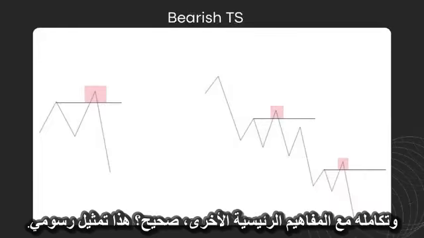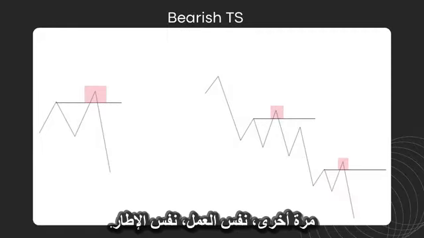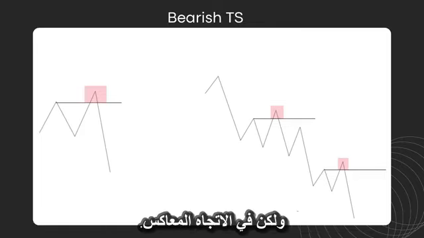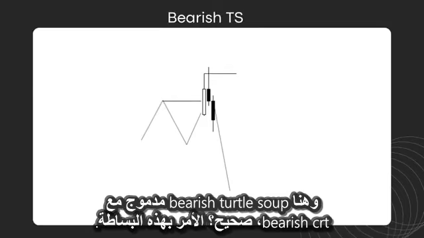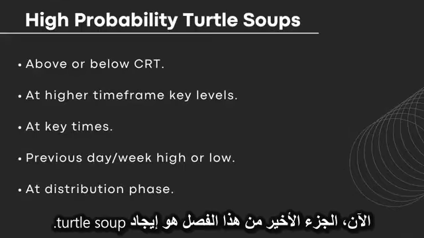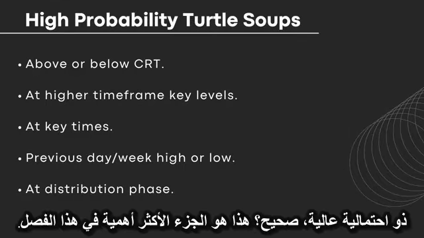Here's a graphical representation. Again, the same work, the same framework but in the opposite direction, right? And right here, bearish turtle soup combined with bearish CRT, right? As simple as that. Now the last part of this chapter is finding high probability turtle soup, right?